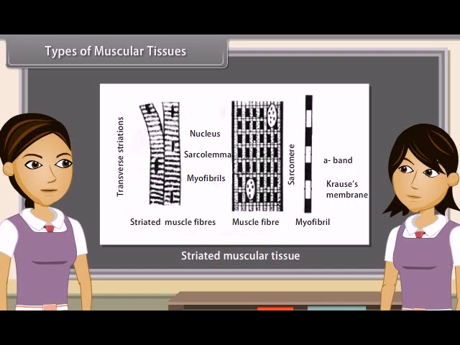They have alternate light and dark bands of striations. They are long, cylindrical, unbranched, and multinucleated. These muscles move when we want them to move, so they are also called voluntary muscles.